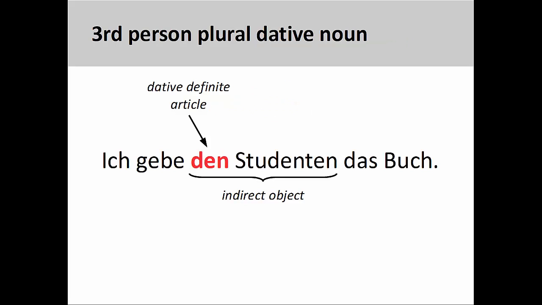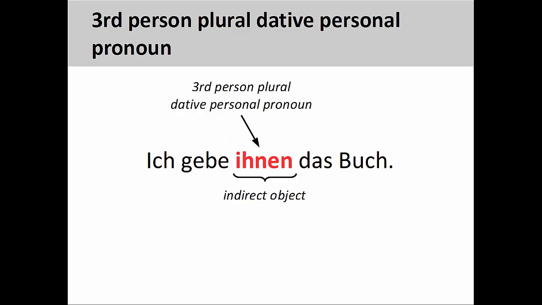The same thing holds with third-person plural nouns. As you see in this sentence, Ich gebe den Studenten das Buch, I give the book to the students. The noun phrase den Studenten would be replaced by the third-person plural dative personal pronoun ihnen. Note here that the first letter in ihnen is not capitalized.